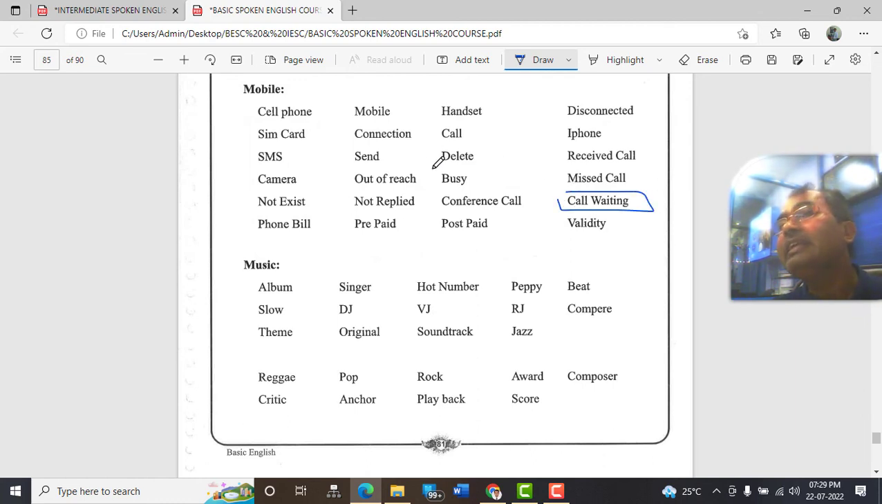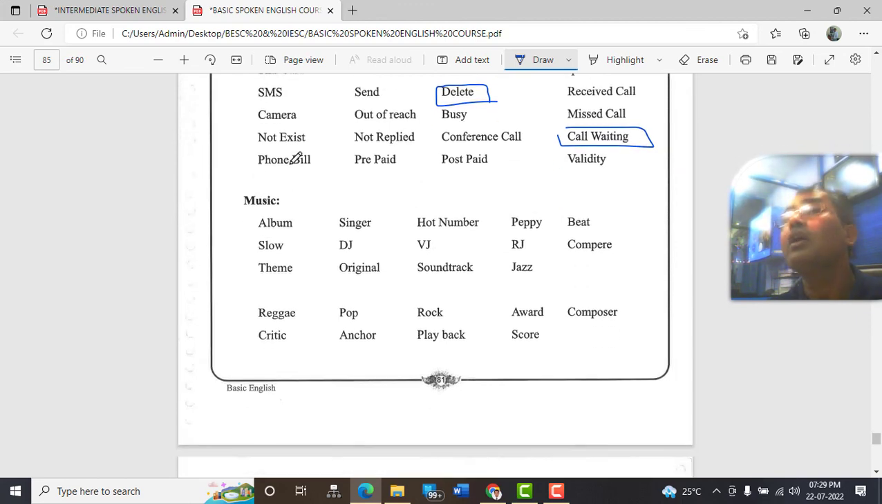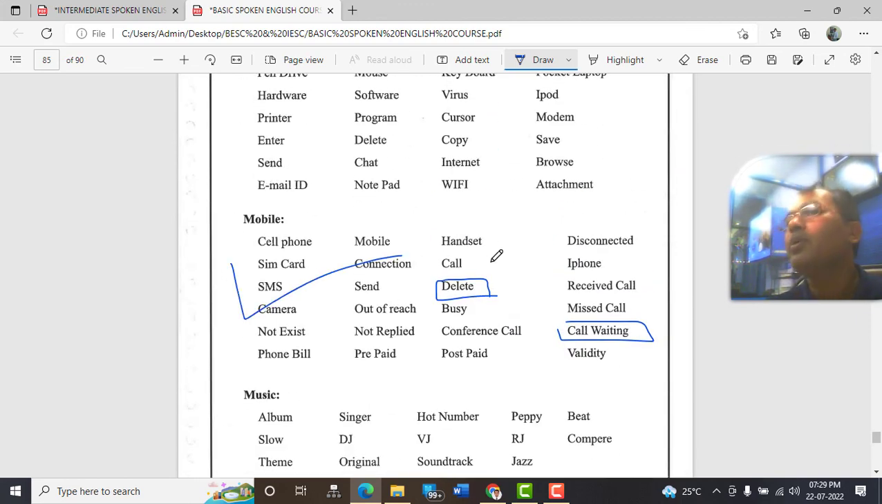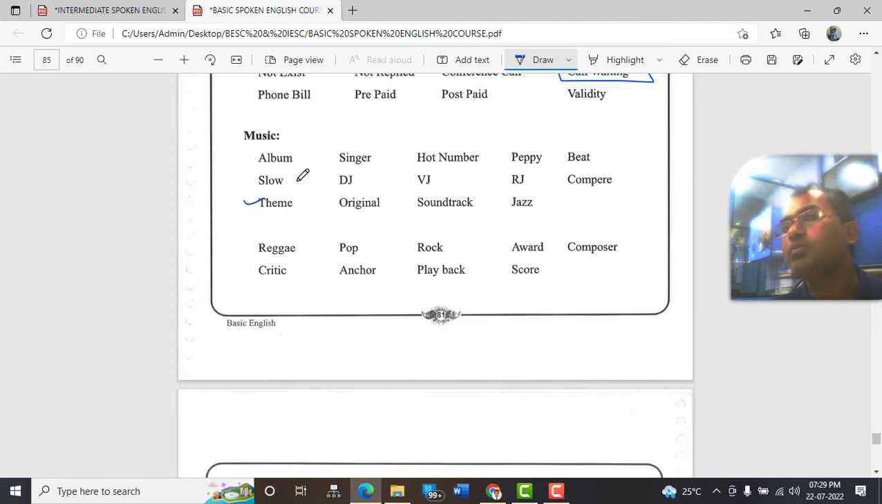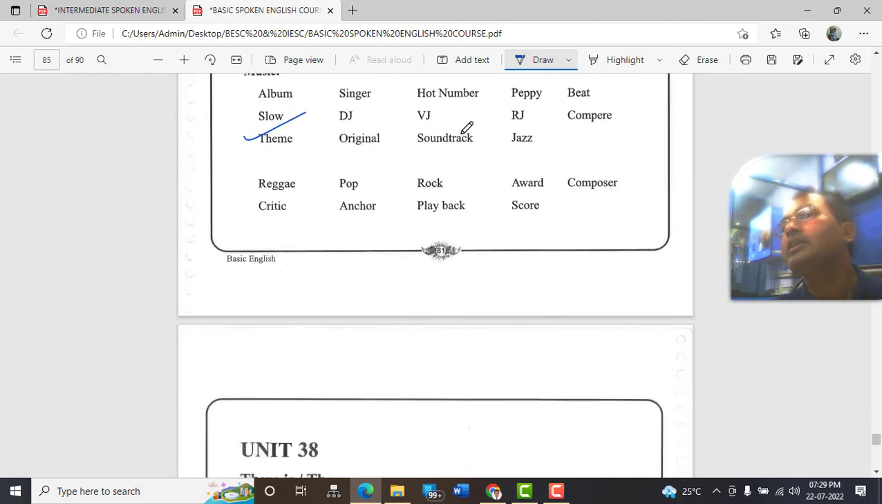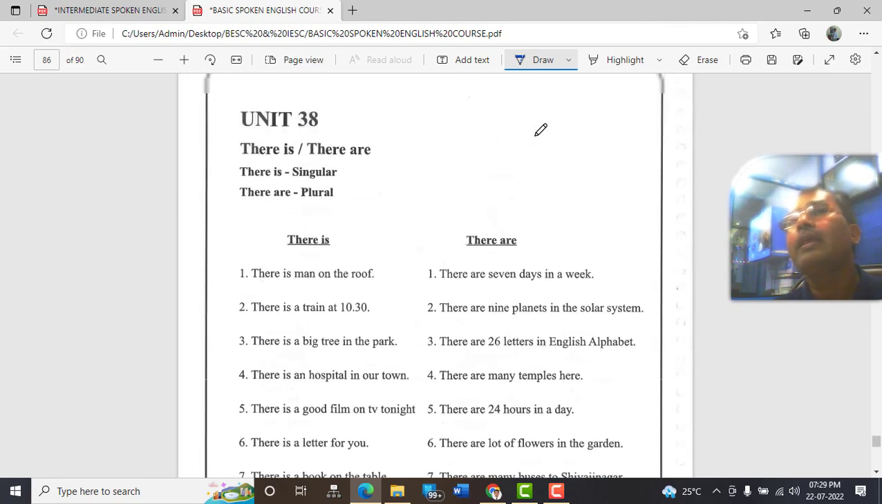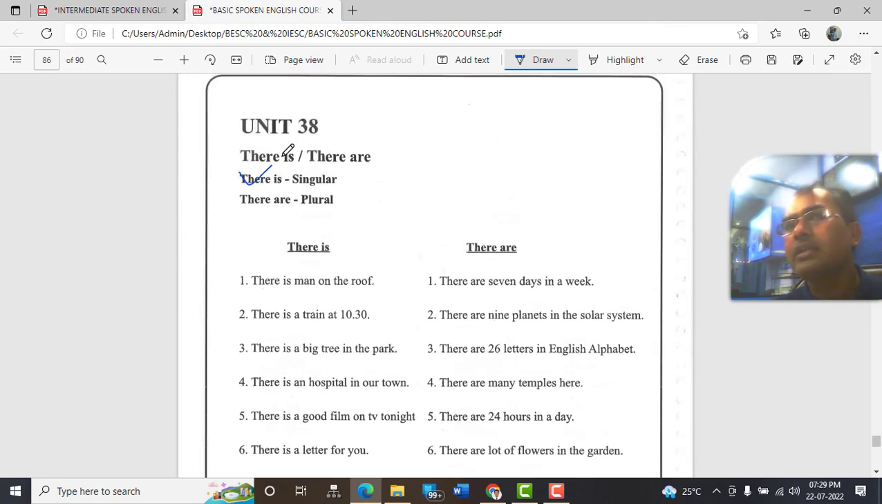I want to delete my contact, or I have accidentally deleted a contact. Can I actually retrieve it? That is a question you will have to talk. So all these are important. We will ask you to speak about handset, the 3-4 sentences, music, who is called as a DJ, who is called as a VJ, who is called as an RJ. All these are important. Then in unit 38, there is and there are.